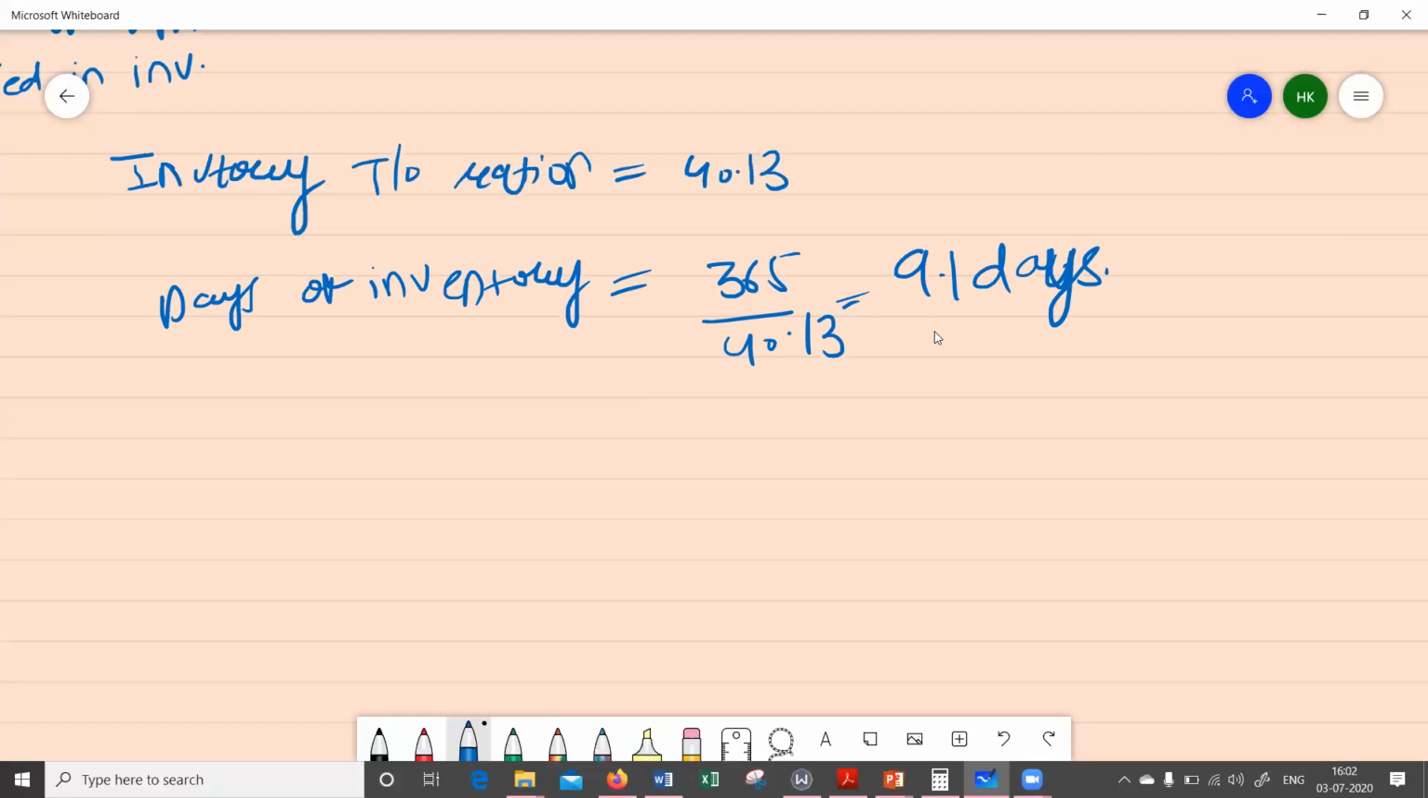Now, again, if the industry is also operating at this level, then it's absolutely okay. But yes, if the industry is not operating at this level, then Apple should operate as per the industry standards. Otherwise, it could face either cash flow issues or some other issues related to inventory. And this is how we analyze the inventory turnover ratio. I think that's about it.